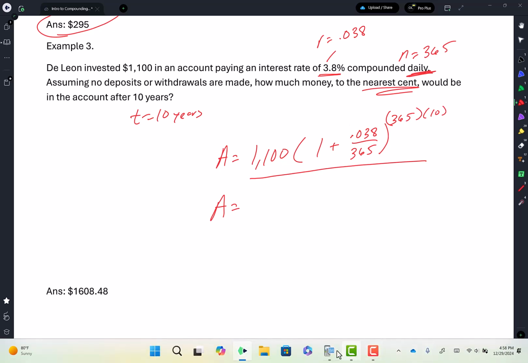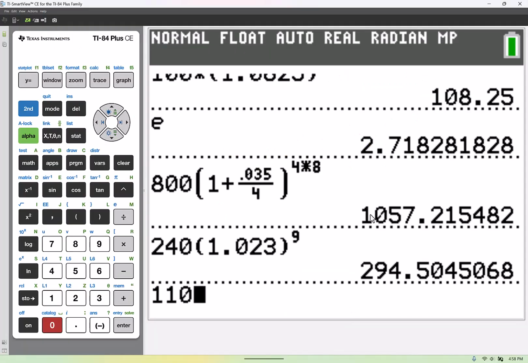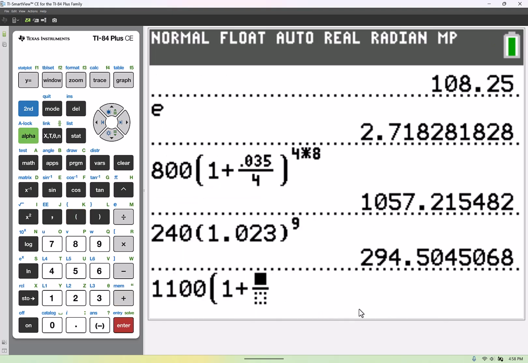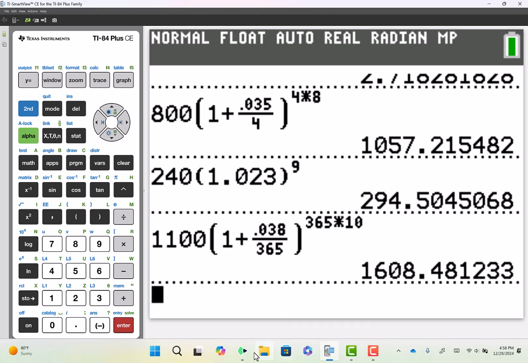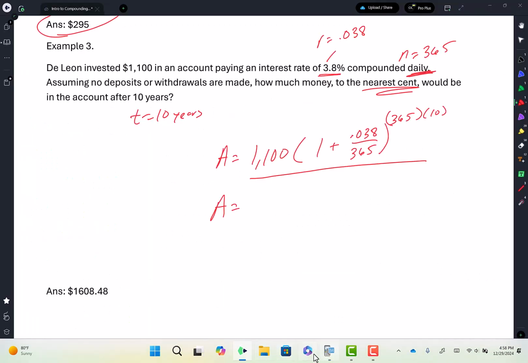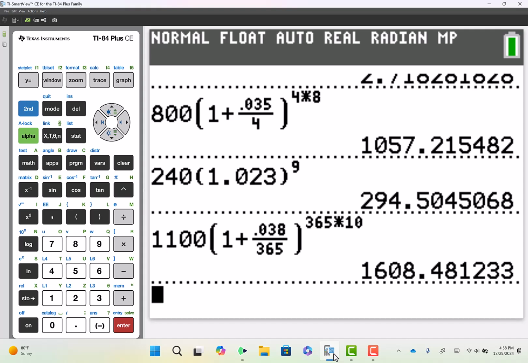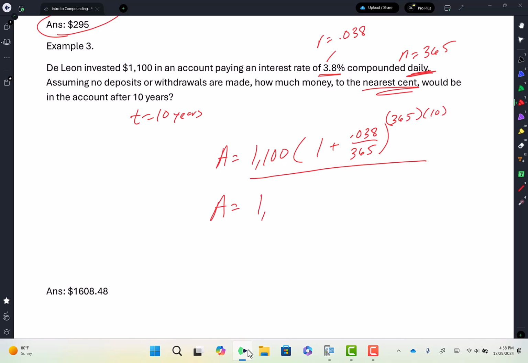1,100, parenthesis 1 plus, alpha y equals, enter, and 0.038 divided by 365, close it, and raise to the power 365 times 10. Let's see. Yep, we got it, guys. 1,608 with 48 cents. There it is, guys.